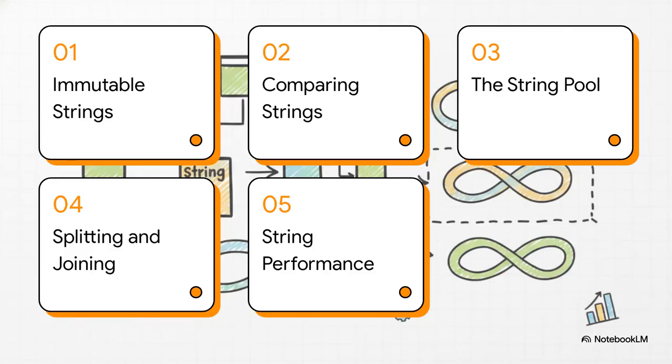So here's our agenda for this explainer. First up, the immutable Java string. Then, comparing strings correctly. Third is inside the string pool. Fourth, splitting and joining text. And finally, building strings for performance. All right, let's just jump right in.